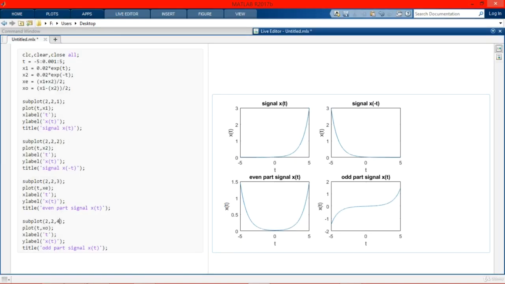So that's all for the types of signals, and in our next video we'll be dealing with different operations that can be performed on signals.